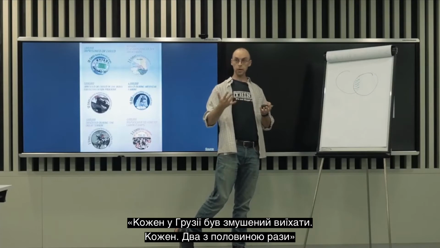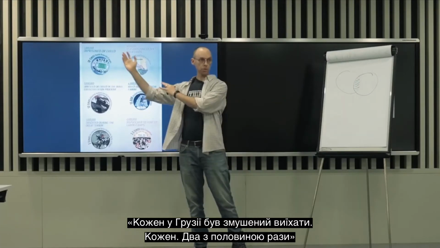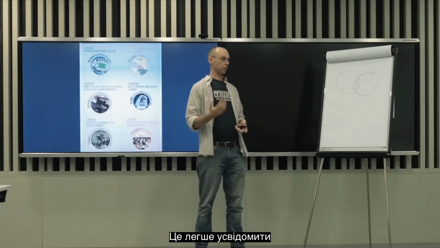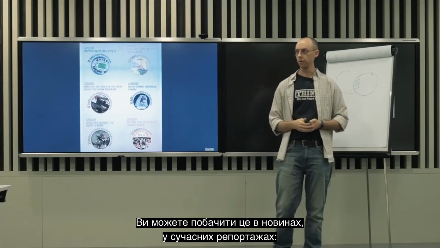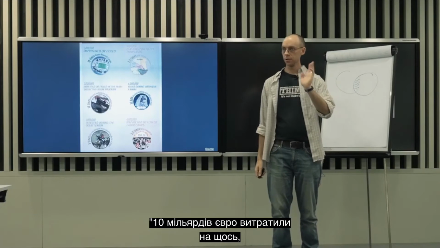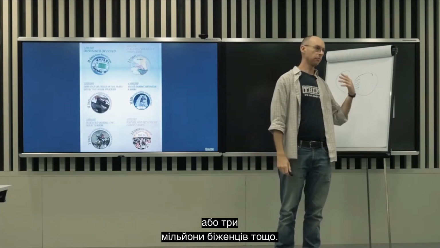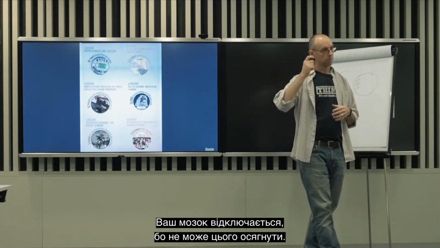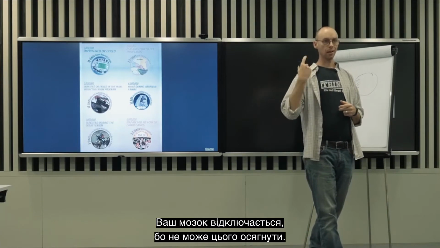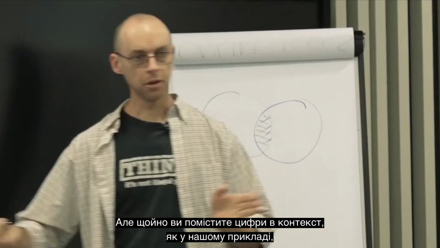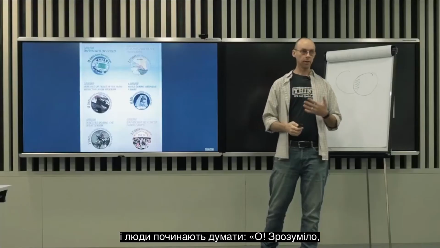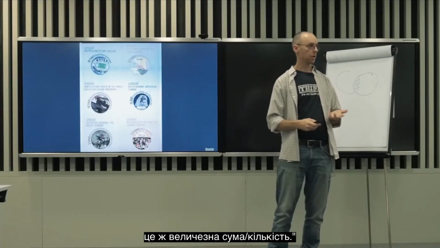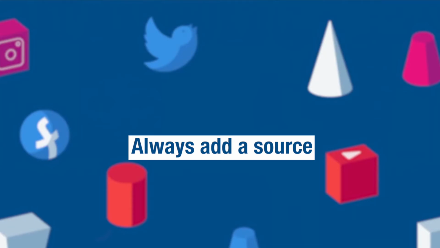So you can just say, okay, everyone in Georgia 2.5 times over is forced to leave. It's easier to comprehend. And you can see this in the news, when the news reports 10 billion euro for this, or 3 million refugees or whatever, your mind just kind of shuts off because you can't comprehend that. But when you start putting it into a context like this, you're like, oh, okay, that makes sense, and wow, that's a huge number.